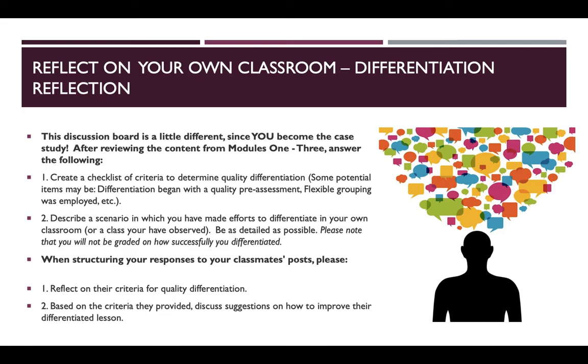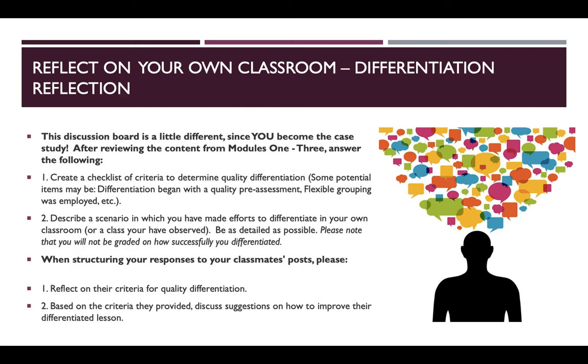Your first challenge is to complete the differentiation reflection discussion. So this discussion board will be different because you are actually the case study. So after really carefully reviewing the content from modules 1 to 3, I want you to answer the following. First, create a checklist of criteria that you would use to determine quality differentiation. So that could include things like, did it begin with a good pre-assessment? Was flexible grouping used? Go through modules 1 through 3. If you had to summarize in like a checklist, what would be those qualities?